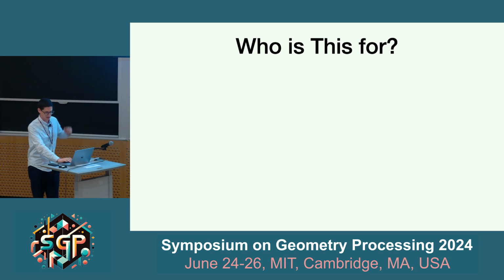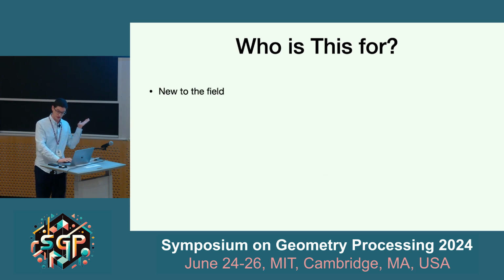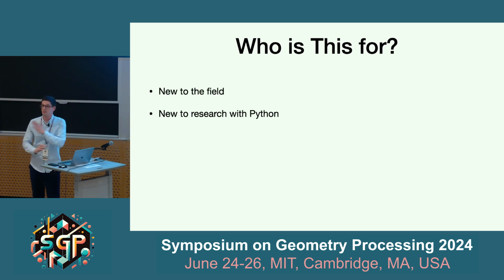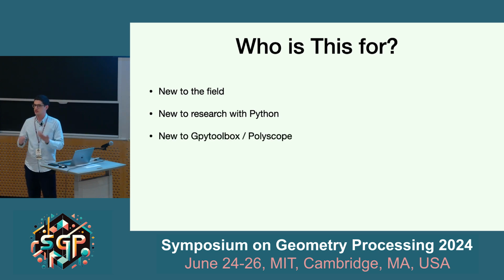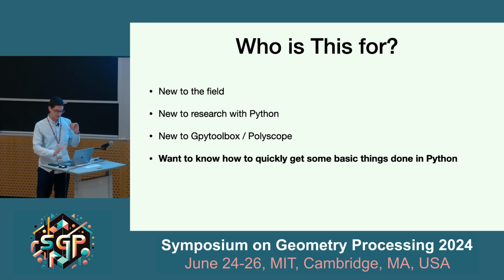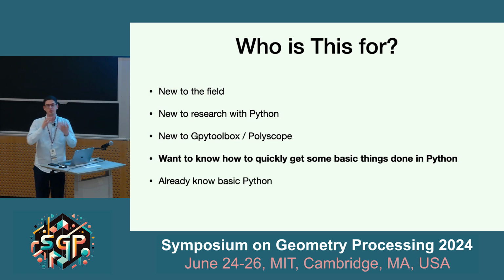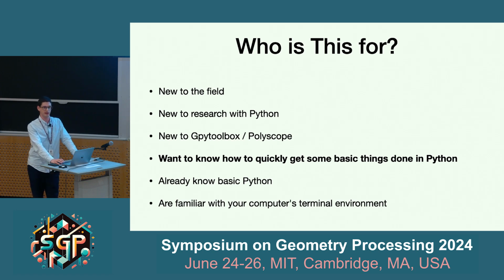So I'll make this more explicit. Who is this for? Maybe you're new to the field. Maybe you are old to the field, but new to research with Python specifically. Or maybe you have used other visualization or geometry processing libraries in Python before, and you're new to GPy Toolbox and Polyscope. And you want to know how to quickly get a few basic geometry processing things done in Python. I'm going to assume you already know some basic Python and that you're familiar with your computer's terminal environment. So as long as you know the last two, I think you're good to go.